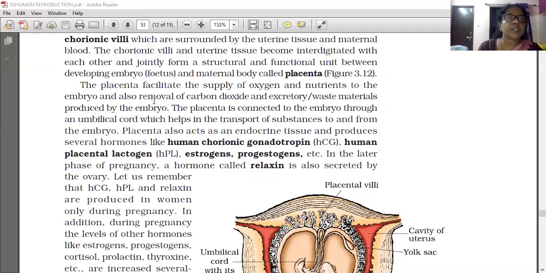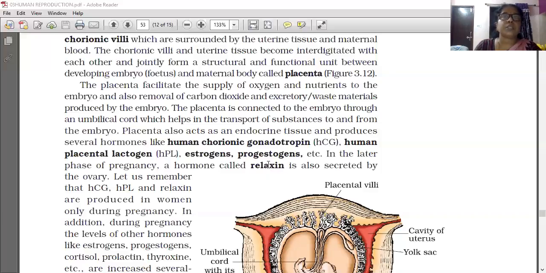Not only is the placenta connecting the embryo and the mother, exchanging oxygen, giving nutrients to the embryo, and removing carbon dioxide and waste material, in addition to that, the placenta also acts as an endocrine tissue. What is meant by endocrine tissue? Hormone producing structures are called the endocrine system. So the placenta acts as an endocrine tissue and produces several hormones like human chorionic gonadotropin, human placental lactogen, estrogen, progesterone.